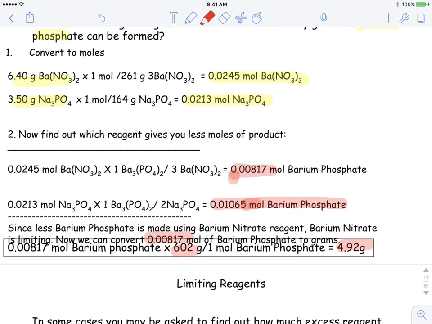So in this situation, we're always doing the same thing. We're just doing a stoichiometry problem twice.